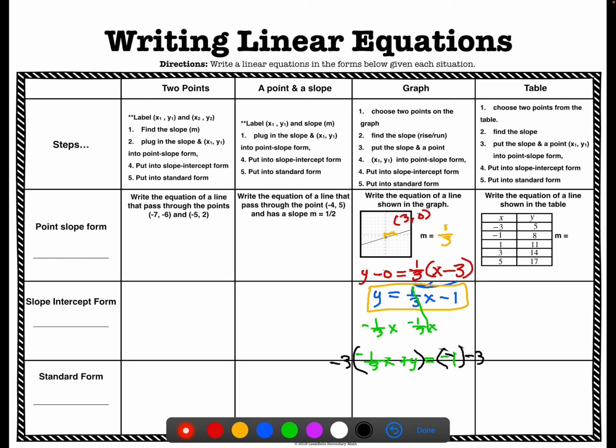And we're left with, so this becomes -3 times -1/3 is just 1x, or x. -3 times y is -3y. And -1 times -3 is a +3. So here is the standard form that we want. And we're done.